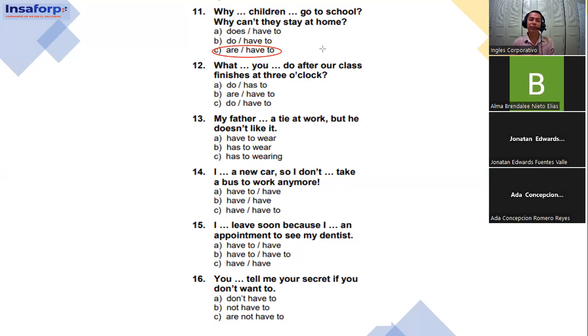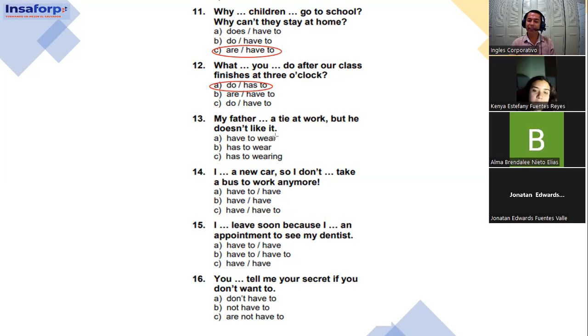Thank you, Jonathan. Number 12. A, B, or C, Jonathan? Letter A. Okay, thank you. Entonces me voy a ir a puro pulso. Vamos a ver. Anybody else? ¿A quién más no le he preguntado? Yes, help me, please. Ayúdenme. Me, teacher. Okay, Kenya. Thank you, Kenya. My father, A, B, or C? Letter B. Letter B, okay. Letter B, thank you. Now, number 14, anybody else? ¿Alguien más que no le haya preguntado?